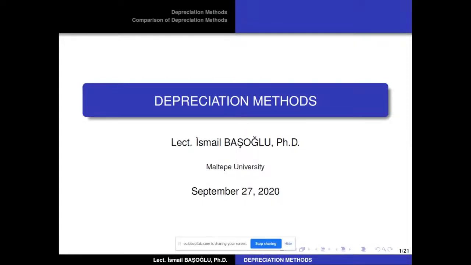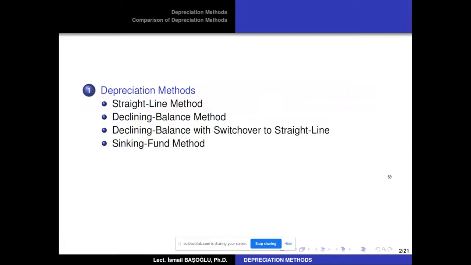Hello again. In this last chapter of engineering economics class, we are going to learn about the depreciation methods. In order to understand this concept of depreciation, we need to define first what depreciation means. However, before doing that, let's show the outline of this lecture.